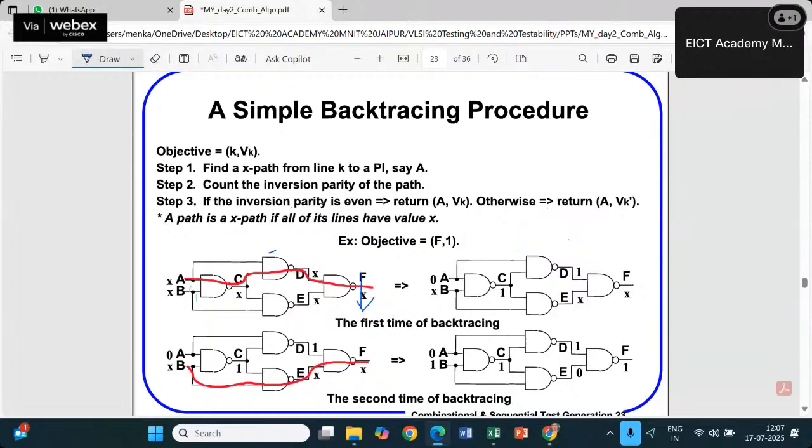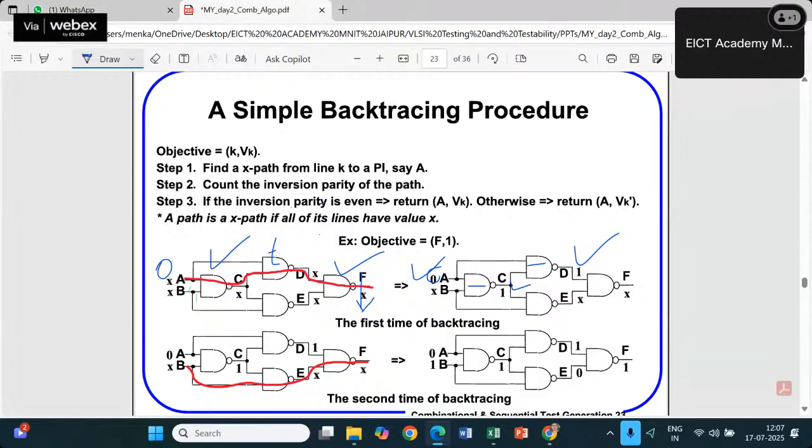Okay. So here we have chosen this path, and here the inversion parity is 3. So it means I have to put 0. So this 0 is done over here. Now with the help of this 0, which was the input to this and also the input to this, 0 is the controlling value for the AND gate and NAND gate, right? So what is the value of C and D? C and D are going to become 1, 1. Already it is set to 1, 1. You are not going to do anything.